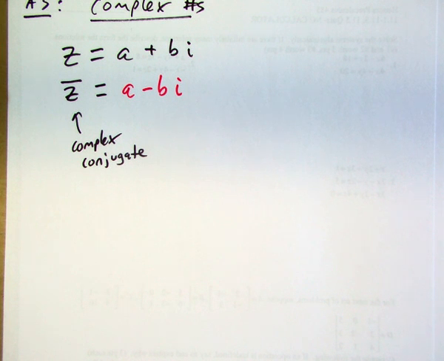So what is the conjugate of 2 plus 5i? 2 minus 5i. What's the conjugate of 6i? What's the conjugate of 4? This is just 4 because there's no imaginary portion with that. Does that make sense? Okay.